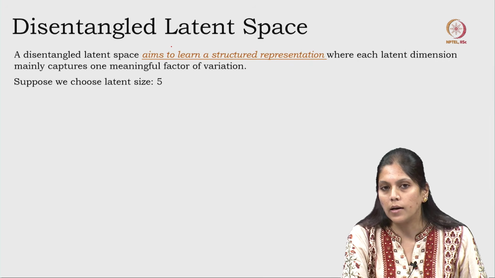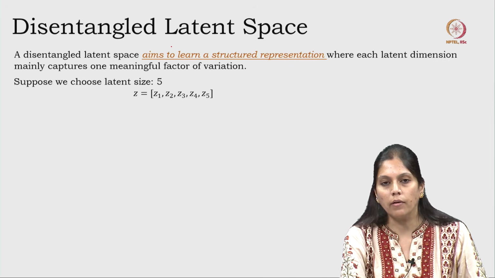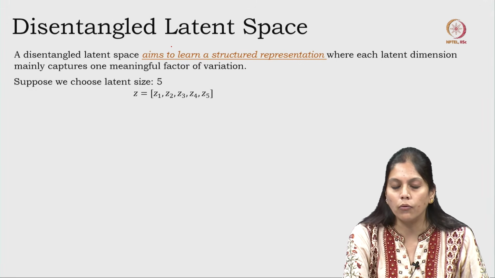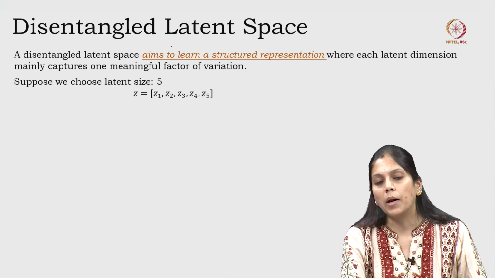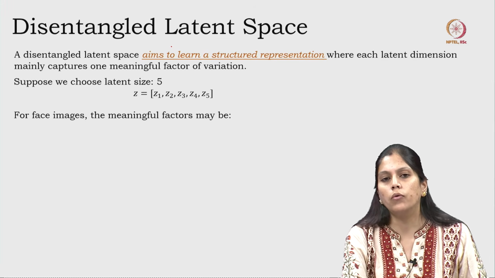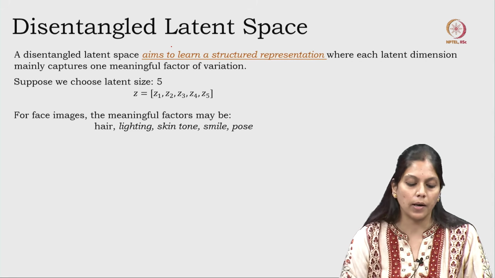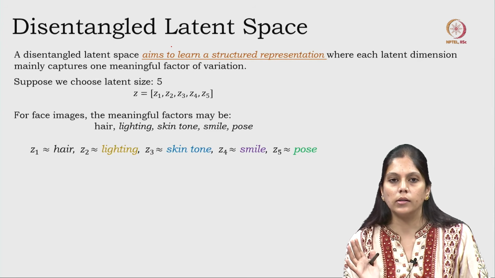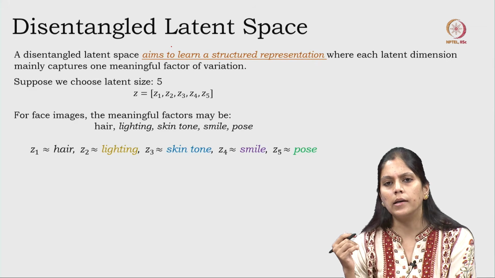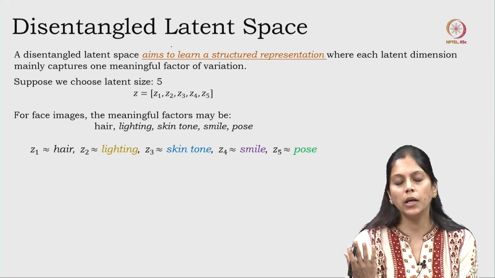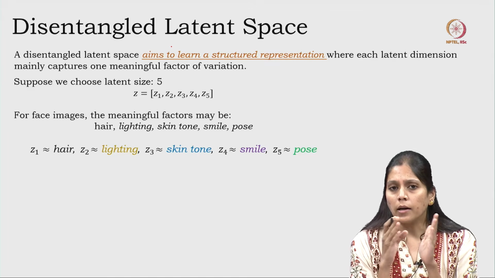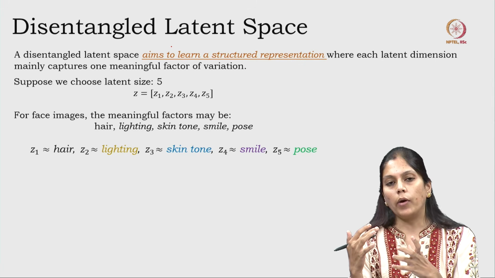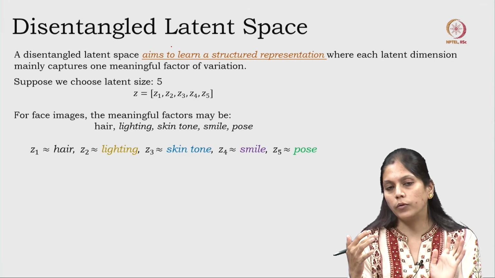Suppose you consider the latent size as 5, then we have 5 different vectors Z1, Z2, Z3, Z4 and Z5. Our primary aim is that Z1 should focus only on the hair, Z2 only on lighting, Z3 on skin tone, Z4 on smile, and Z5 on the pose of the face. If these are the meaningful factors in the image, then we want each latent vector to focus only on capturing one of them.